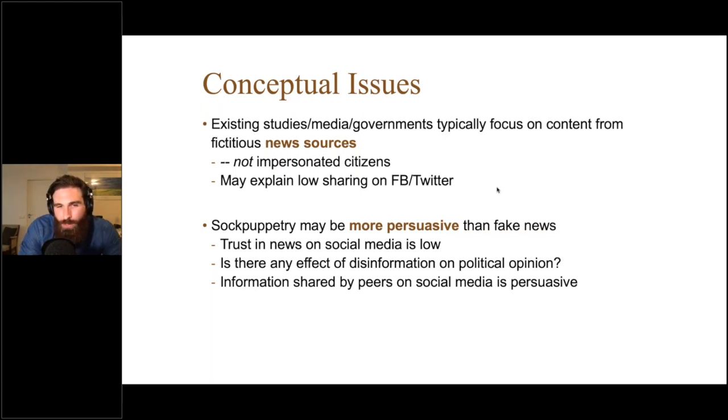We don't really know if there's an effect of this type of fake news disinformation on public opinion, but we know that information shared by peers on social media is persuasive. So information shared by your friends or from people who come from your same ethnicity or socioeconomic status is a type of information that people tend to trust on social media.